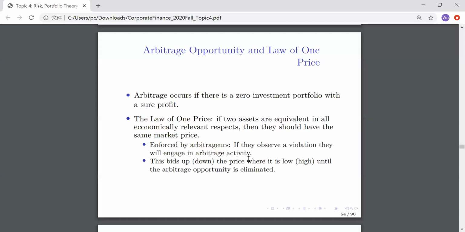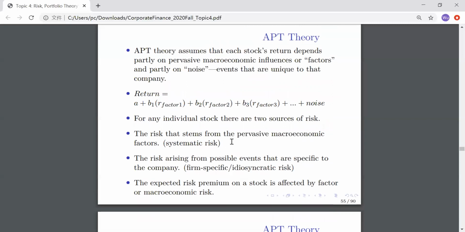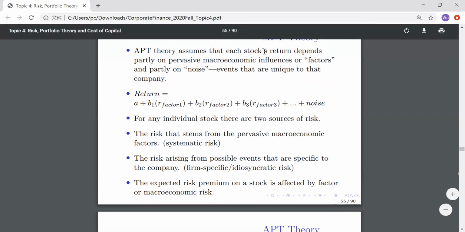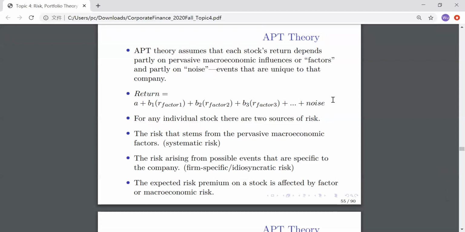For example, if they find an underpriced security, like we saw earlier, they will buy the underpriced security and bid up the price, so that ultimately there's no arbitrage opportunity anymore. Now, formally, we can write down the equation for arbitrage pricing theory. Basically, it's similar to CAPM, except that it assumes that each stock's return depends on pervasive macro influences or factors, right? So return equals a plus lots of factors, plus this noise. This noise is like idiosyncratic risk that is very specific to a particular firm.